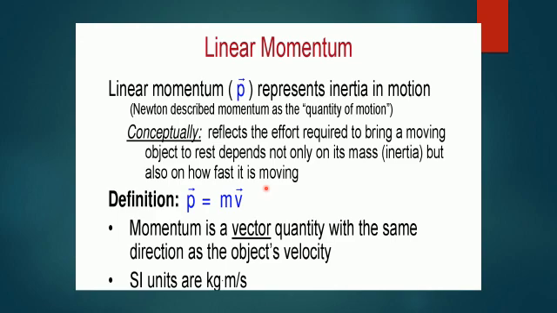The general definition of momentum is the product of mass and velocity, and momentum is a vector quantity. The SI unit of momentum is kilogram meter per second. The SI unit of mass is kilogram and the SI unit of velocity is meter per second. That's the reason we get kilogram meter per second.